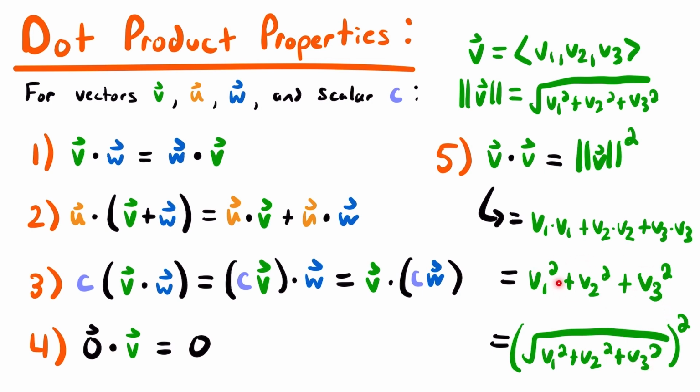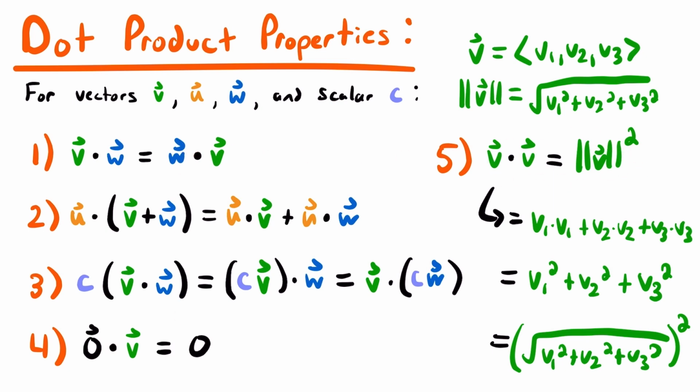So if we can rewrite this to be like this, and that represents the dot product of vector v with itself, notice that the square root of v1 squared plus v2 squared plus v3 squared is the magnitude of vector v. So that's why we can replace this with the magnitude of vector v and square it to get this right here. That is where this property comes from. All right, if you multiply a vector by itself via the dot product, that will be equal to the magnitude of that vector squared. And this is a very important property to know.